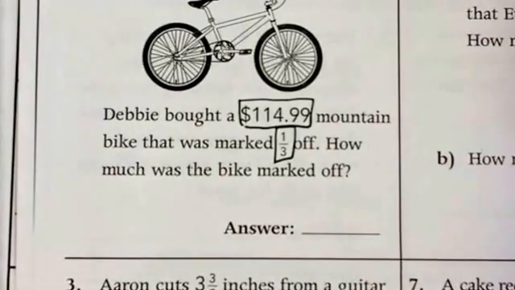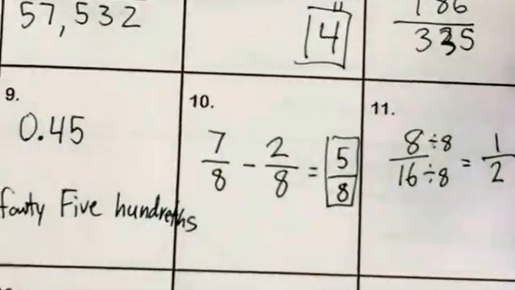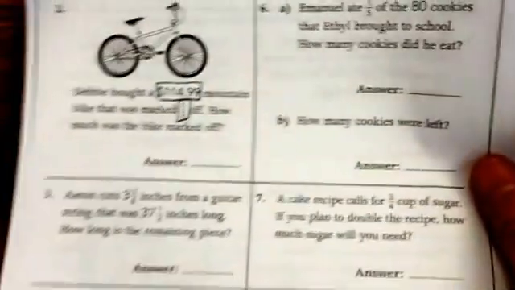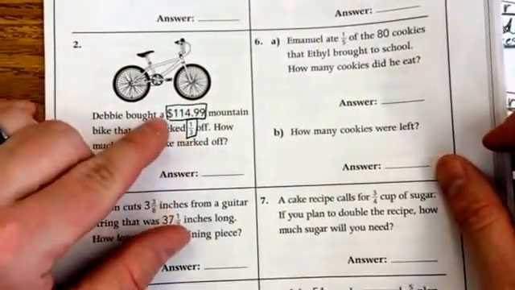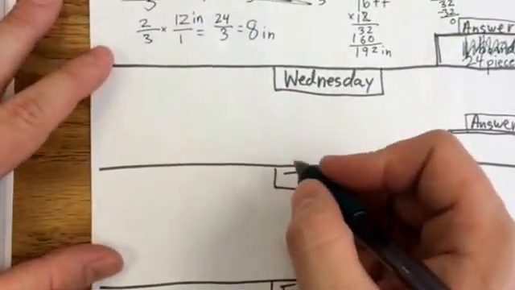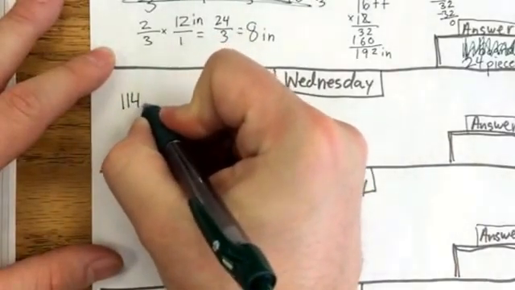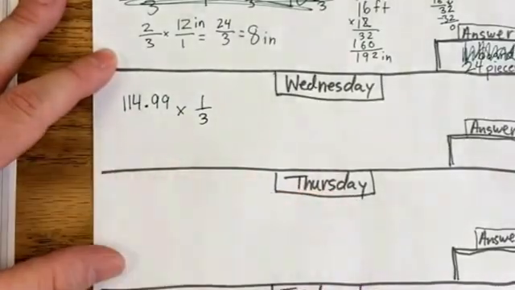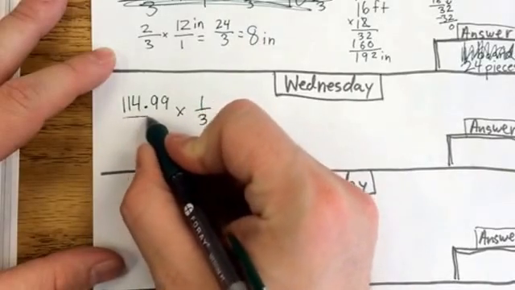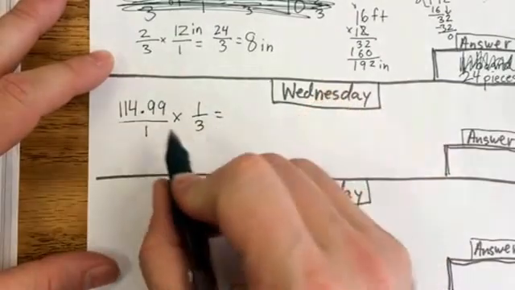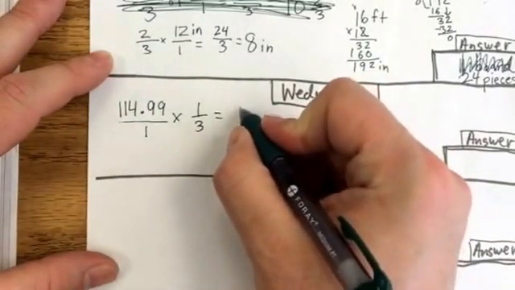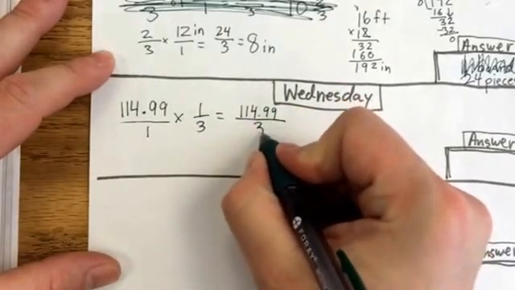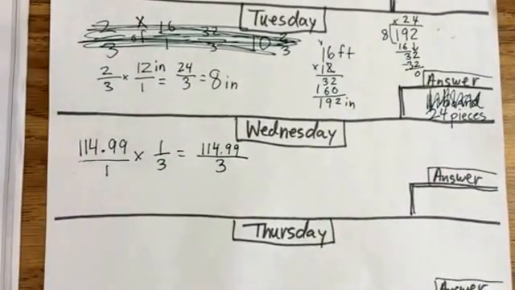So, I'm going to go ahead and solve this problem. Whenever you take a look at a problem like this, the first step is to always think about, well, what is 1/3 of $114.99? And I know that that's going to be set up like a multiplication problem. So I'm going to do $114.99 times 1/3. And I know that $114.99 is a decimal, but I can still look at this as if it were a whole number. And I can still put that over 1 to do my multiplication. So, $114.99 times 1 gets me $114.99. 1 times 3 gets me 3. Okay, now I have an improper fraction, which means that I just must divide.